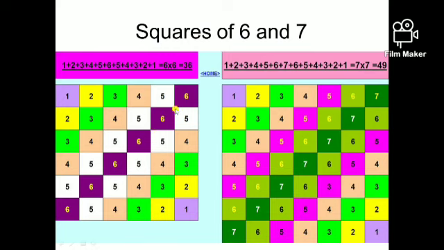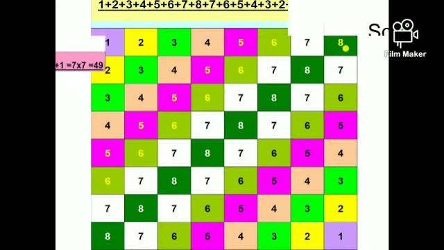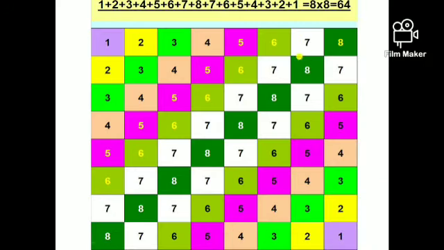Here up to 6 is added. So the sum is 36. Root of 36 is 6. Now up to 7 is added, then the reverse. Here the answer is 49. Root of 49 is 7. Now here look, we see up to 8 is added, then reverse order. The answer is 64. Root of 64 is 8.